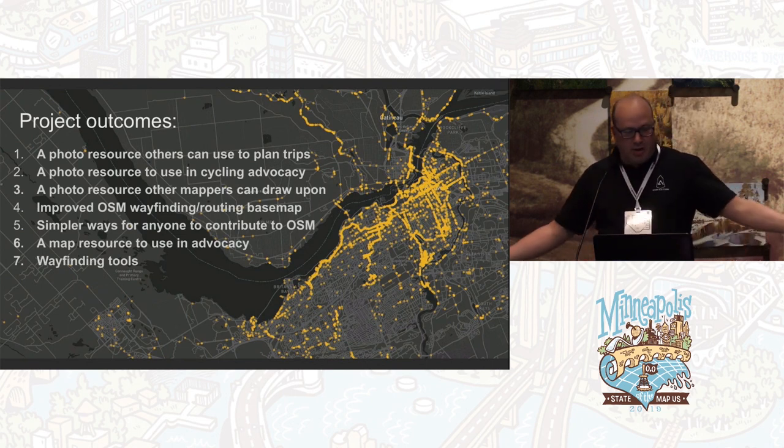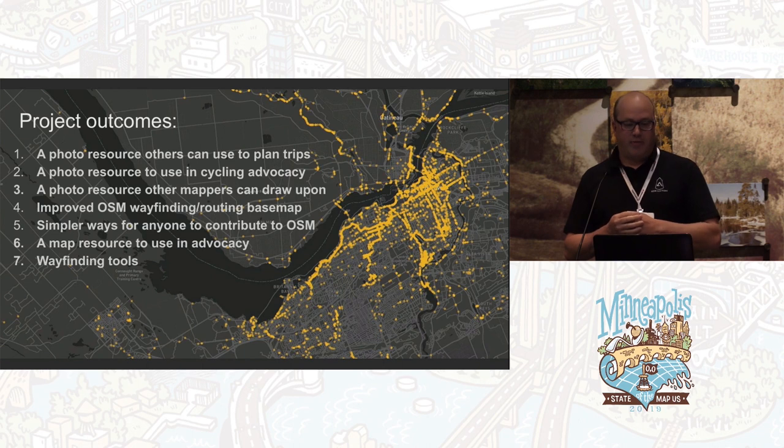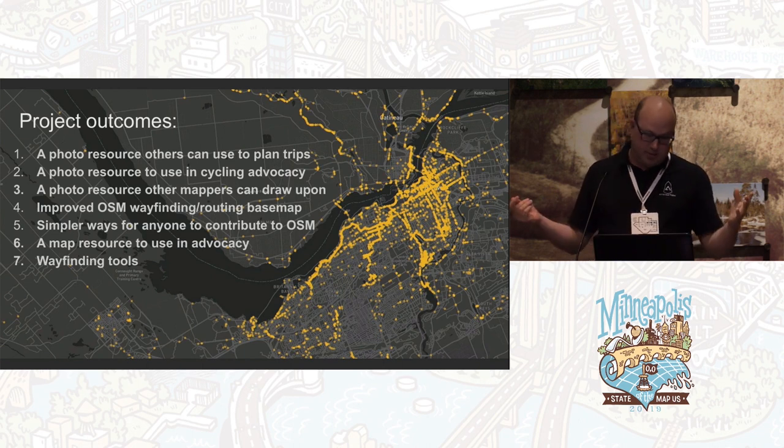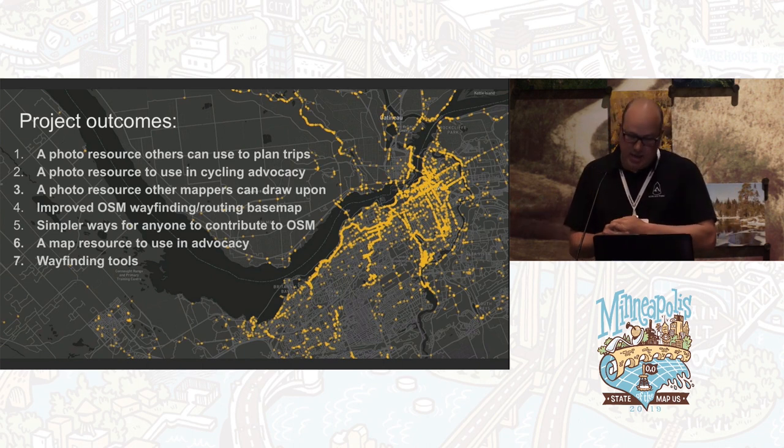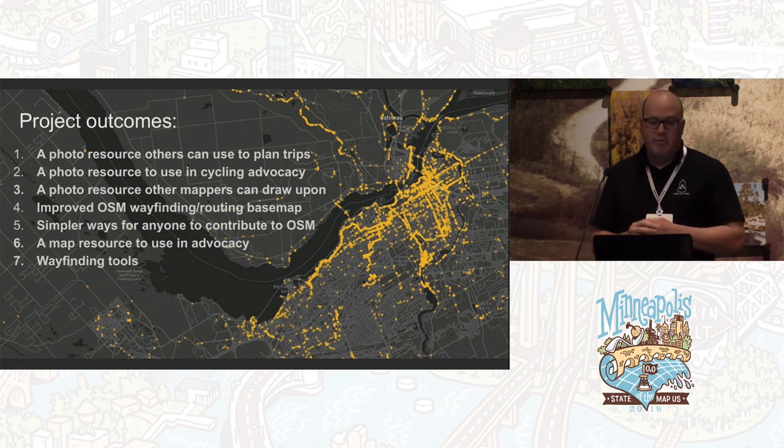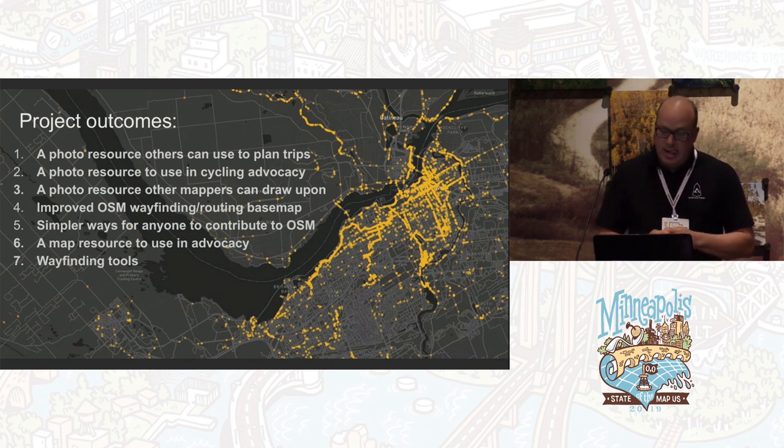So, project outcomes. We've got a photo resource that we can use to plan trips, that we can use in cycling advocacy, that other people can use. We've done a lot of improvements in OSM. As part of the cities, they're constantly growing, so we're constantly adding new roads, new addresses, improving things as well. So you can type in your address, and it'll find you.